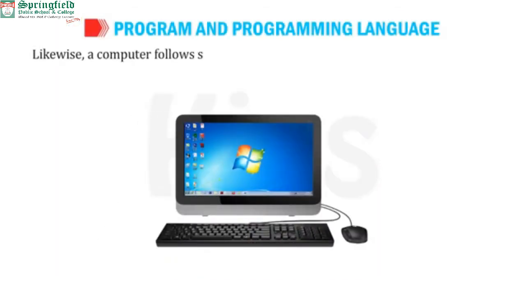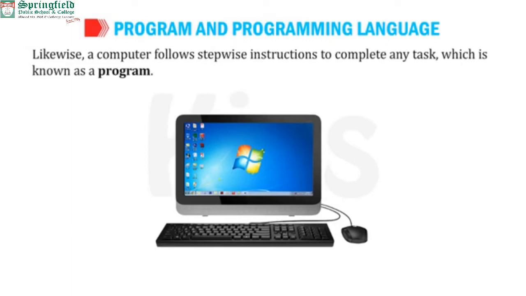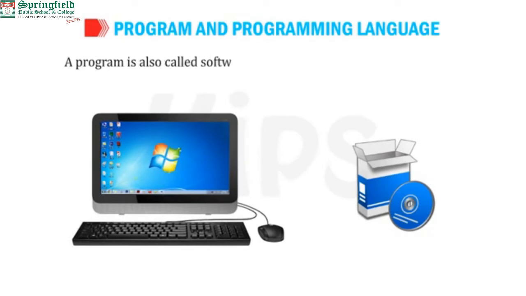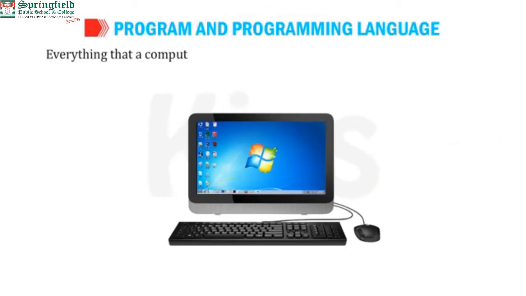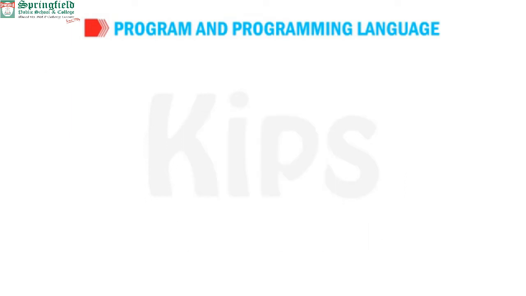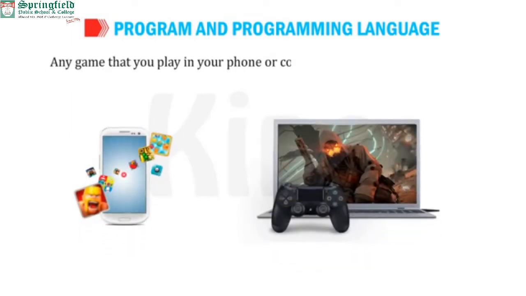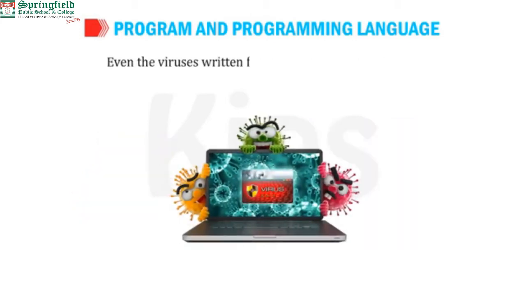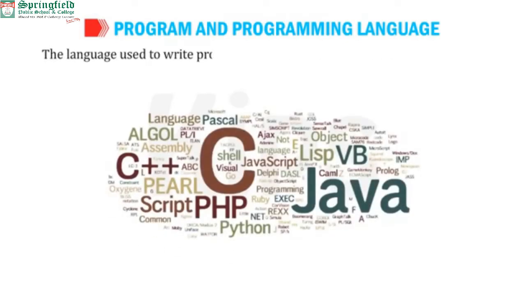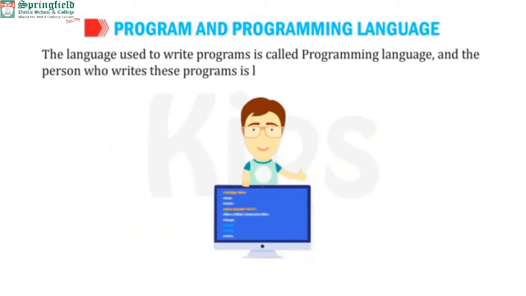Likewise, a computer follows stepwise instructions to complete any task, which is known as program. A program is also called software, which tells the computer what to do. Everything that a computer does from starting up to shutting down is done by a program. Any game that you play in your phone or computer is nothing but a program. Even the viruses written for the computer are programs. The language used to write programs is called programming language, and the person who writes these programs is known as programmer.